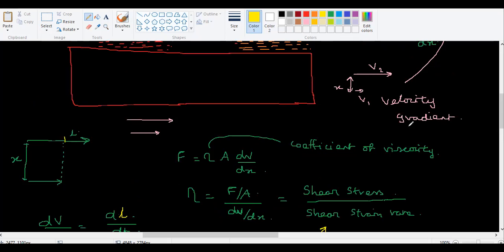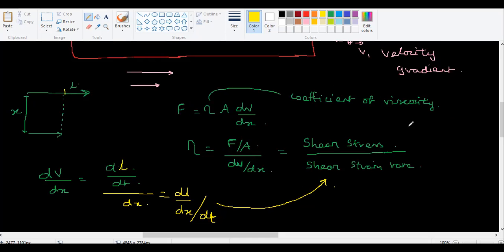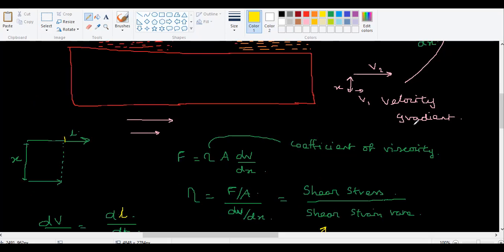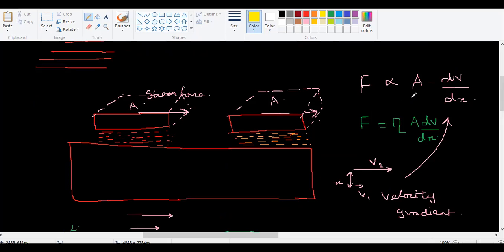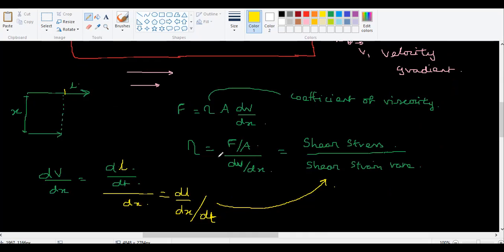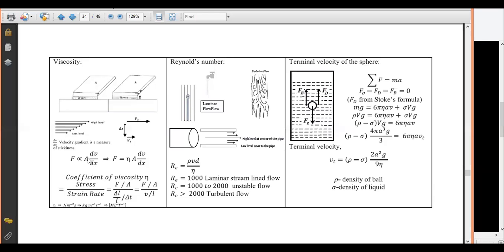So in other words, we have two different ways of understanding the coefficient of viscosity. One is from this, I think this is called Newton's formula. From the proportionality you can derive this, and from there you can derive this one, dV by dx. So the coefficient of viscosity is shear stress by shear strain rate. I talked about the dimensions in the handbook, so you can go through this.